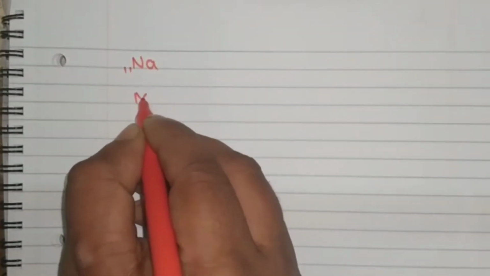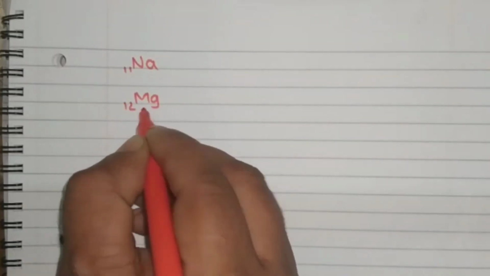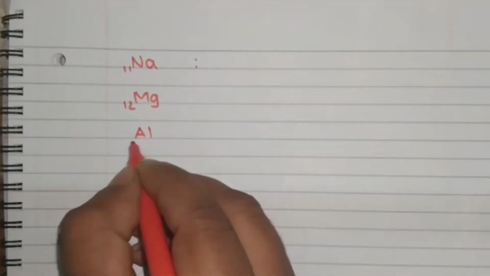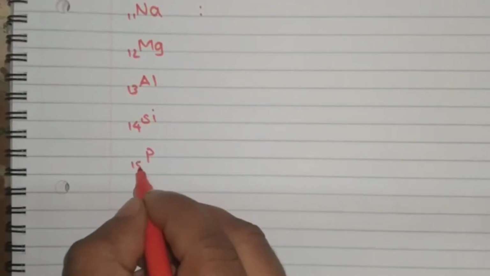Sodium 11, magnesium Mg, aluminium 13, silicon 14, phosphorus 15, right? Let's see some more examples of the Lewis dot symbols.